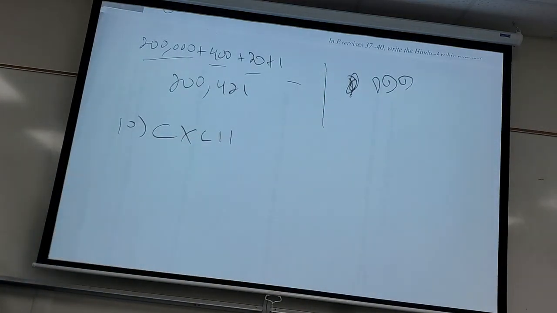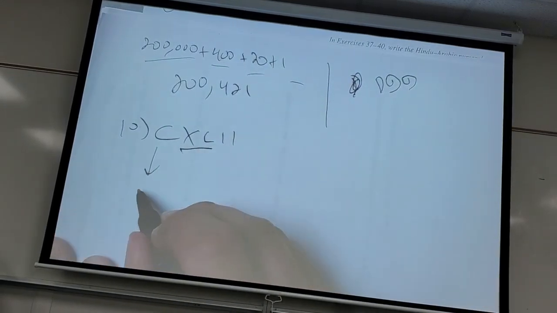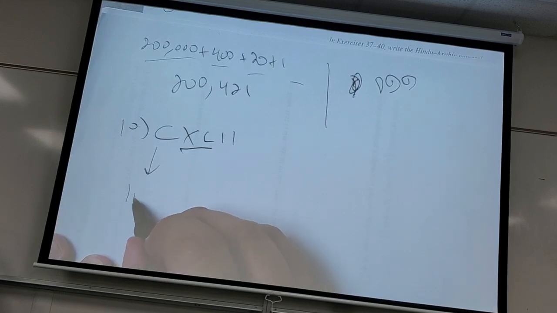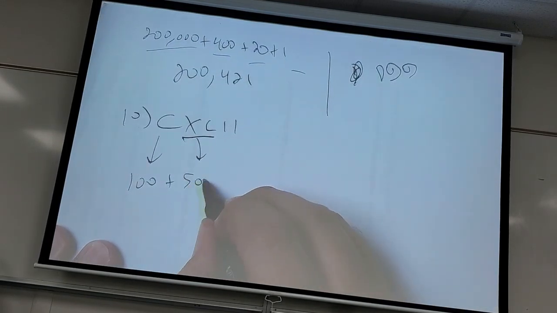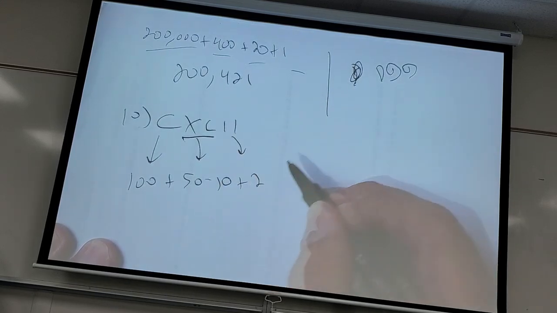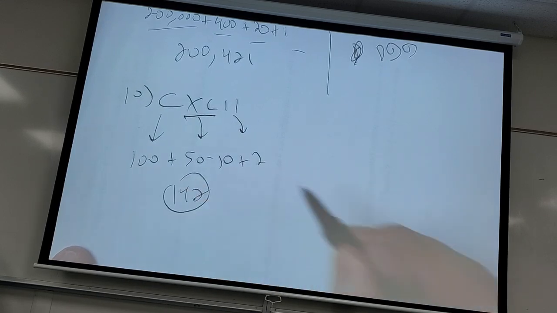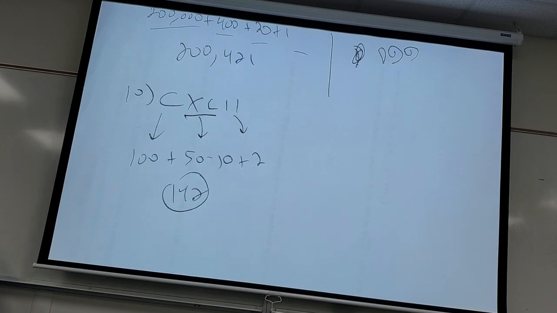So this will be 100. What is this? Yeah, 50 minus 10. And of course this is just 2. So you get 142. Is that cool? So when you have Romans, the first thing you look for is any pair where the first is smaller than the second, because that means subtract. Everything else is just add.